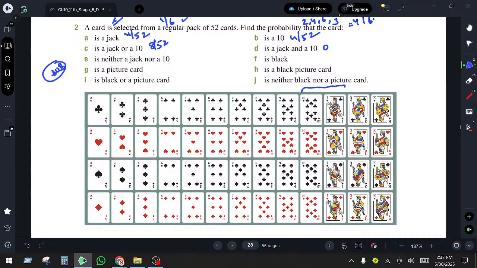Neither jack nor 10 means 1 minus the probability of jack or 10. So it is 52 minus 8 by 52. It is 44 by 52. A black card? 1 over 2. Very good. It's 1 over 2. Okay. So black picture card. How many black picture cards? 6 over 52. That's it.